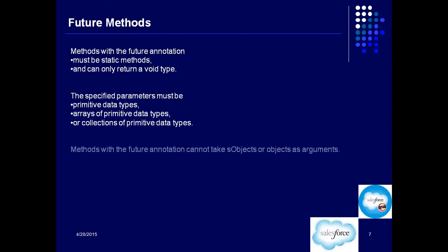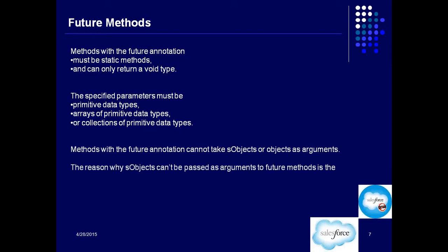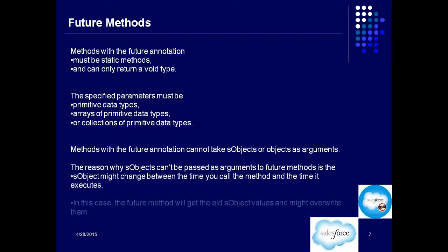Okay. Now, methods with the future annotation cannot take sObjects or lists of sObjects as arguments. The reason is that an sObject might change between the time you call the method and the time it executes. So what do you do in that case? If I have to pass some records from my database as parameters, what do we do? In that case, the future method will get the old sObject values and might override them.